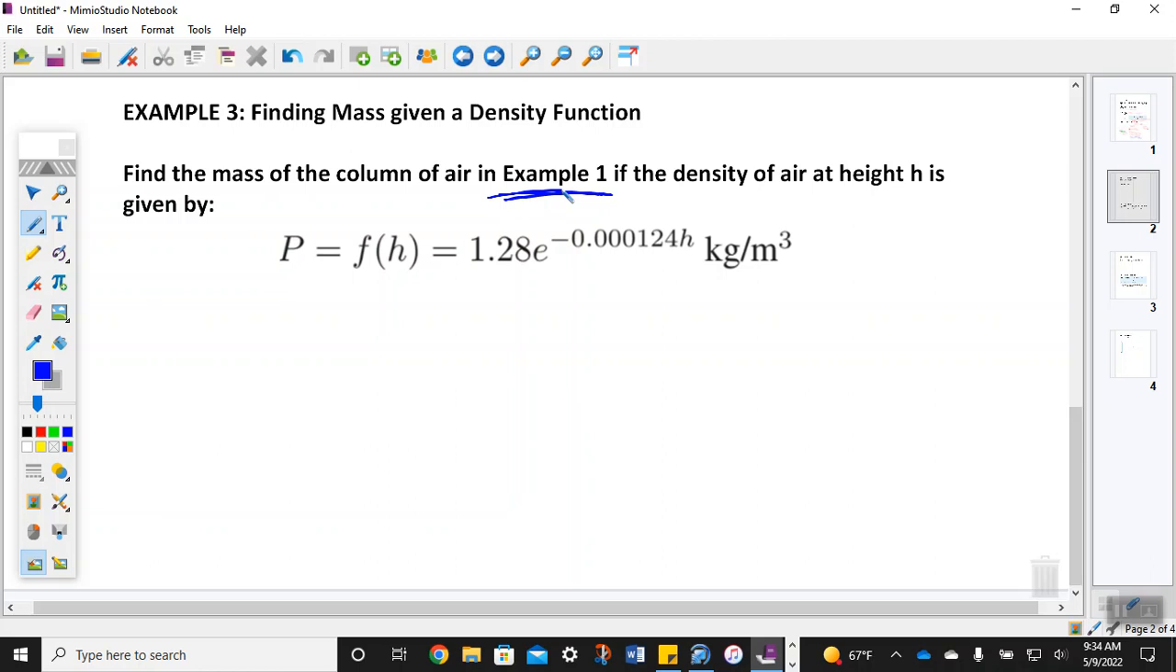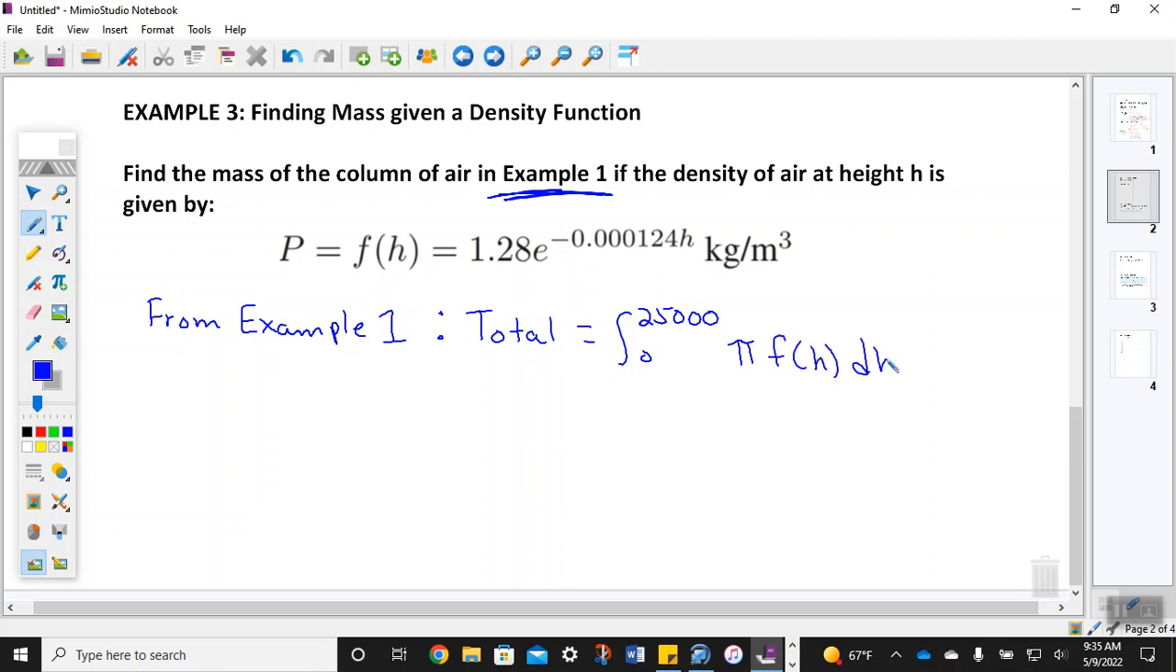Okay. So let's just do this. From example 1, we had a total integral. Our total was equal to, remind me what it was. Integral from 0 to 25,000 of pi f of h, is that right? Yep. Okay. All agree with that?